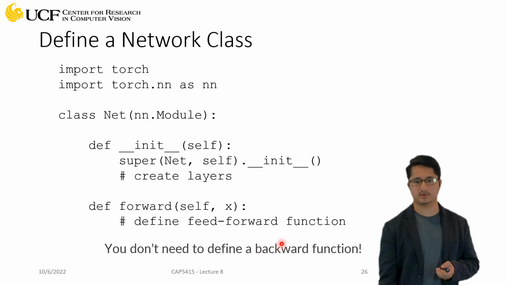And as I said, you don't need to worry about the backward function. So this will be the basic structure of your neural network architecture. Okay, so whatever architecture you create, you at least need this bare minimum.